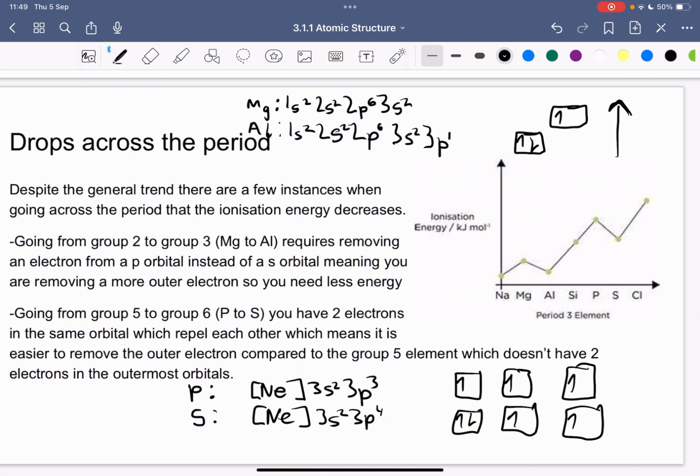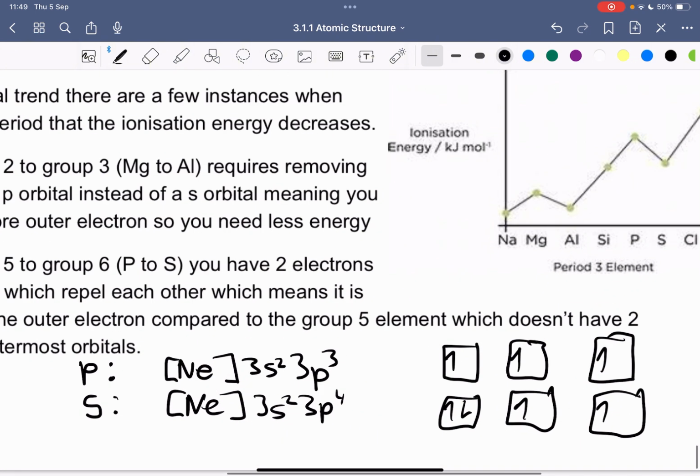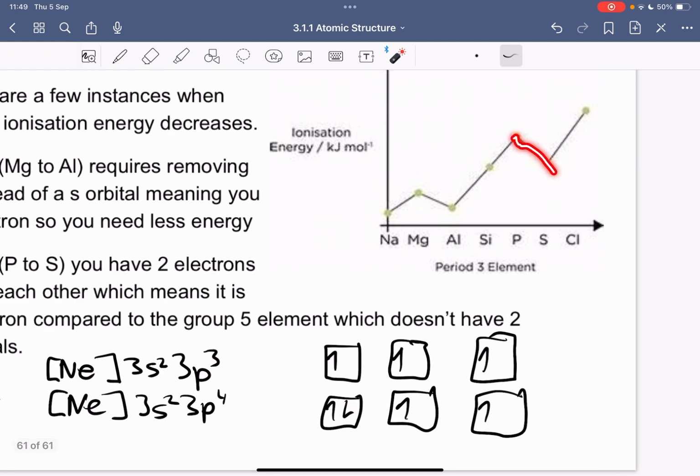Now, in sulfur, this extra electron here is easier to remove because there's a repulsion in this orbital, since these two electrons are really close to each other. So this electron is easier to remove, and that's why the ionization energy decreases. You need less energy to remove this one.